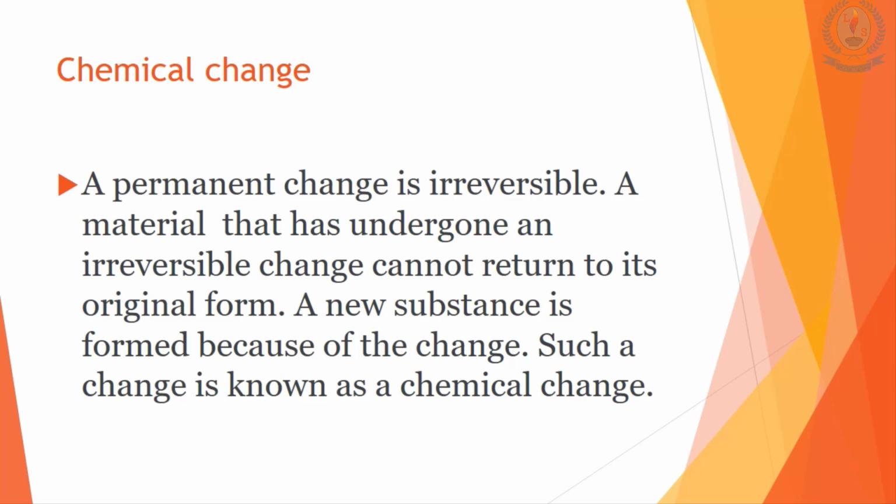Children, can you tell me what is a chemical change? A permanent change is irreversible. A material that has undergone an irreversible change cannot return to its original form. That means a permanent change is irreversible, so a new substance is formed because of this change. Such a change is known as a chemical change.